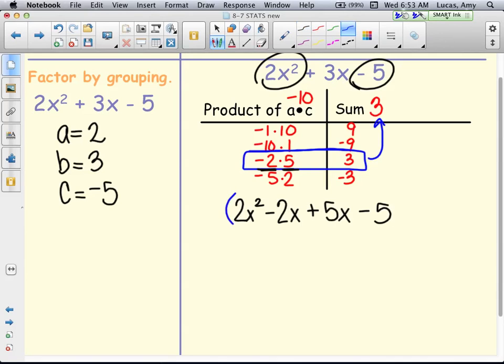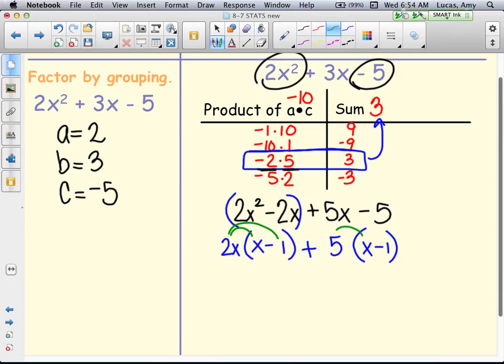So now I can group these terms together and factor out a 2x, leaving me with x minus 1. Remember, check by distributing. 2x times x is 2x squared, minus 2x times 1 is 2x. So it works. Now, I know that I need an x minus 1 over here to match the first set of parentheses. So factoring out would have to be the number 5. 5 times x is 5x, minus 5 times 1 is 5.